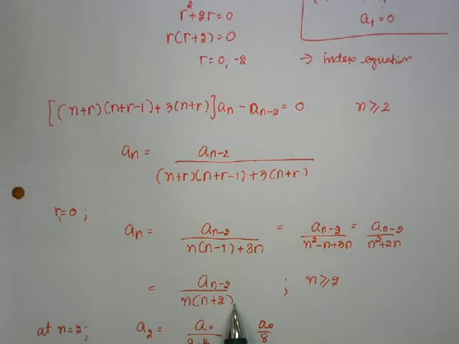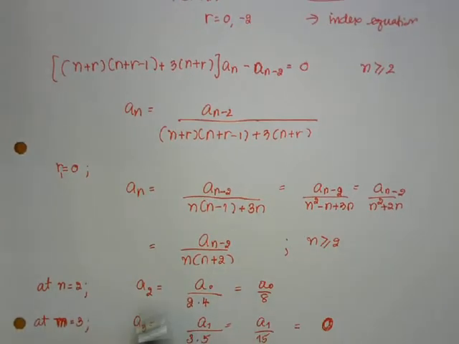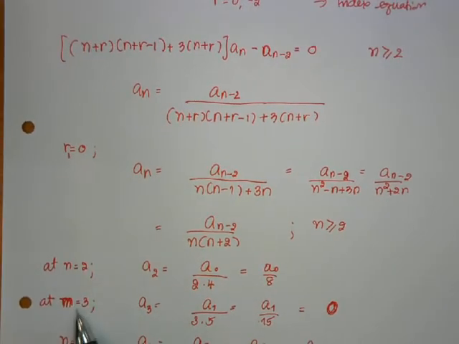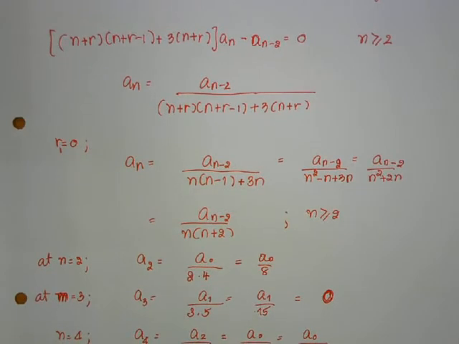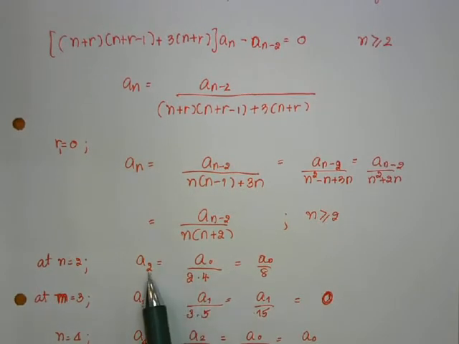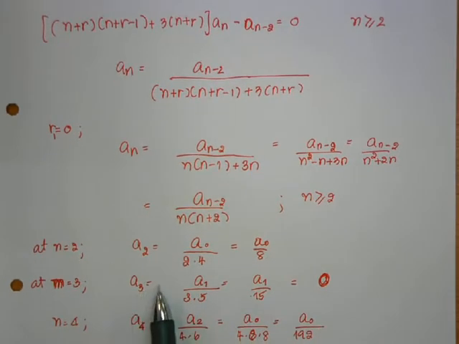And then what do we do next? We just put the number of n equal to 2, 3, 4, 5 to see the sequence of a. If we put n equal to 2, we get a0 divided by 2 times 4. If we put the number 3 there, we get a1 divided by 3 times 5. Right, the value of a1.